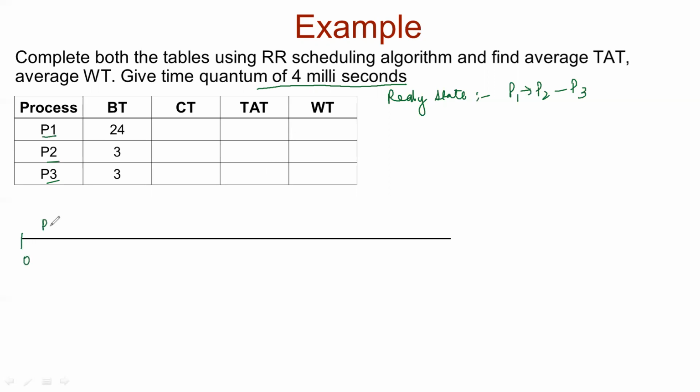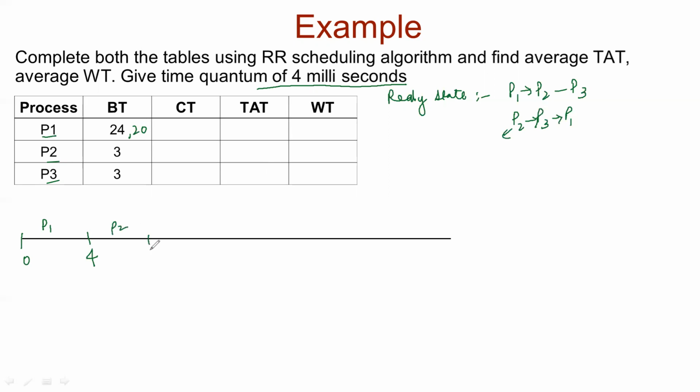At time 0, scheduler will schedule process P1 and it will be interrupted at time 4. So its remaining burst time is 20. Now P1 will be attached at the end of the ready queue. Now P2 will be scheduled by the scheduler.